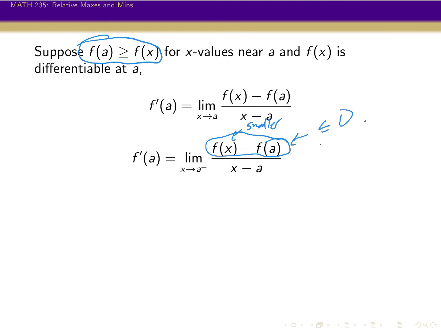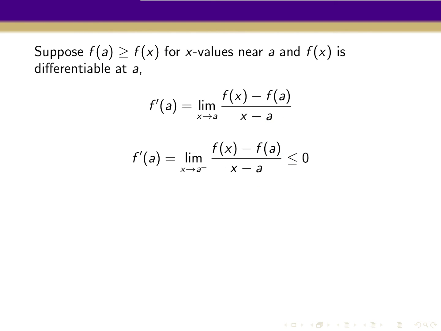On the other hand, if we're taking the limit from the right, so the x values are bigger than a, x minus a is going to be strictly bigger than 0. So we have something on the top that's less than or equal to 0, something on the bottom that's strictly bigger than 0. So we have something like a negative number divided by a positive number, and so this has to be overall less than or equal to 0. So, tying this back to the value of the derivative, we would know that the derivative has to be less than or equal to 0 by looking at the right side.